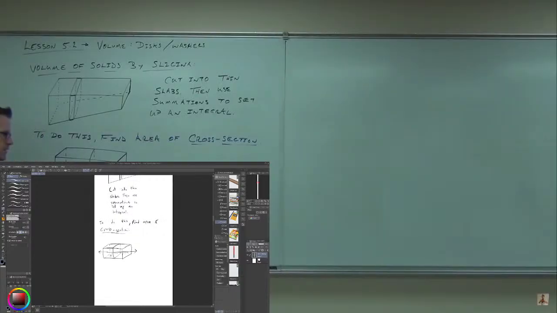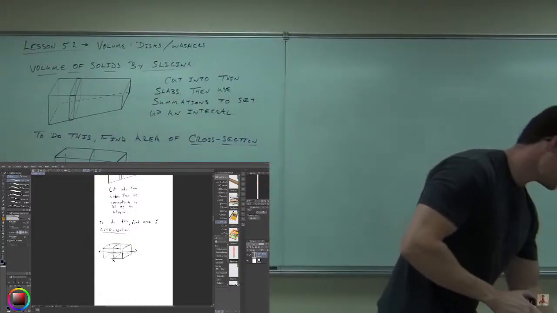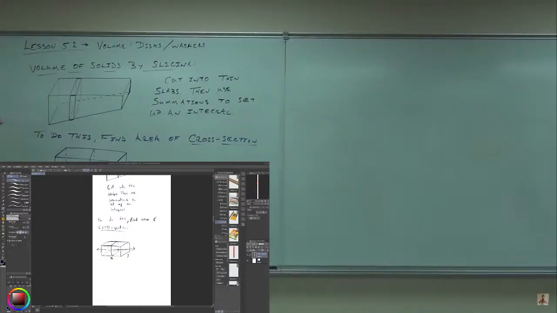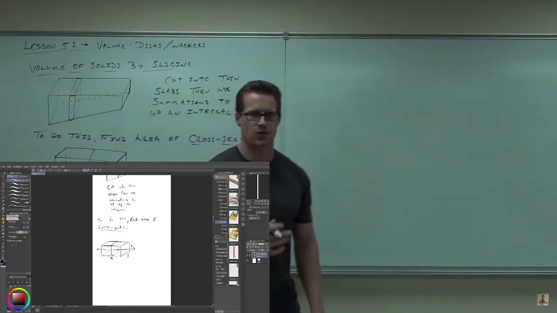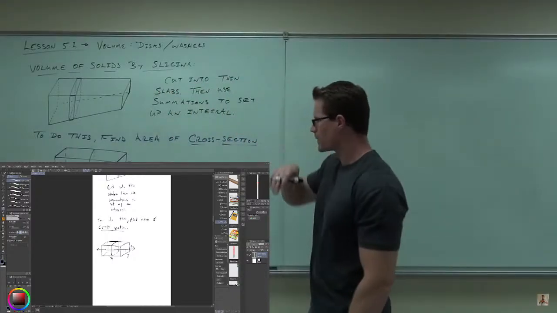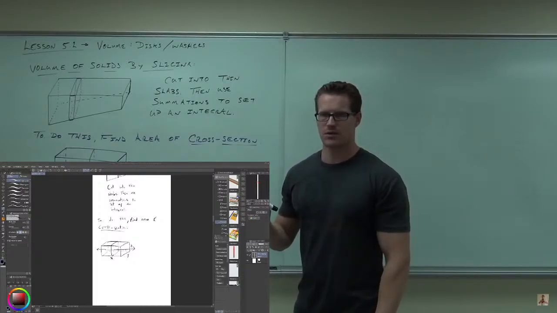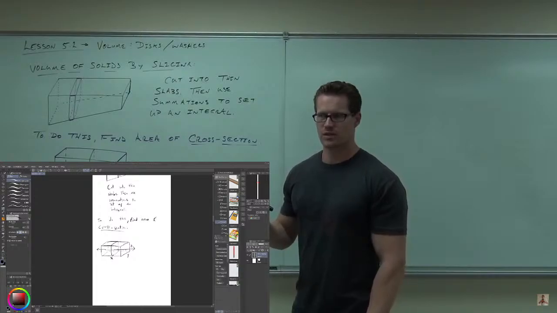Now tell me something. If this distance is x, it's on the x-axis, and this distance is, let's say, what did I call it? I think I called it y for that. And this distance is y, and this is z. Could you find the surface area of the cross-section? Would it have anything to do with x? What would it have to do with? Just y and z for the cross-section.